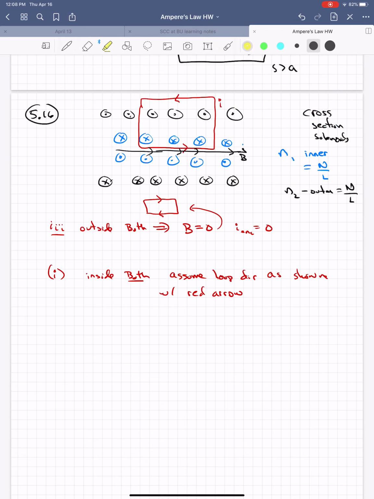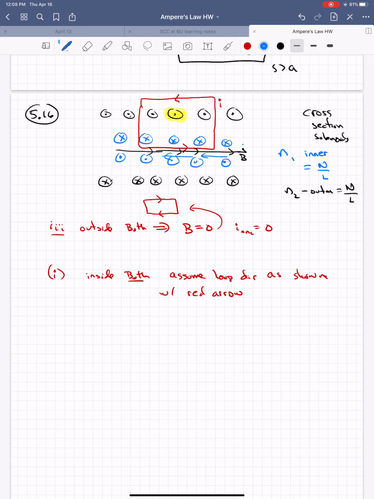If I grab that wire right there, if I put my pencil on top of that wire and I grab it with my thumb coming up because the current's coming out, and I swing my fingers around, they're going to the right on the inside on that black line. The blue solenoid, or the inner solenoid, is making field that's going the other way.